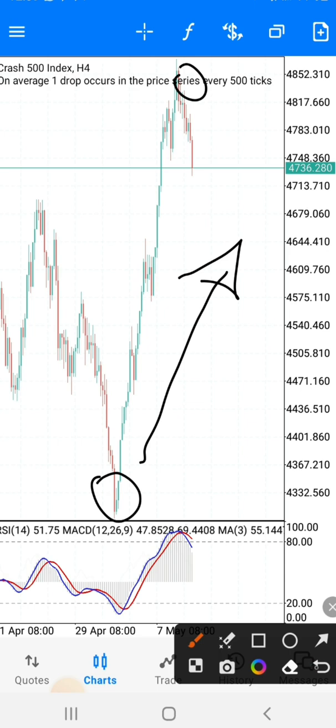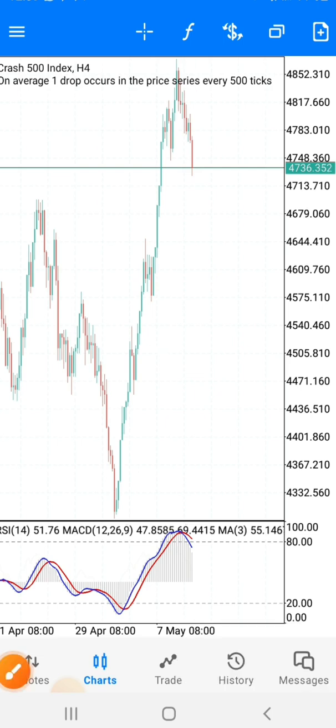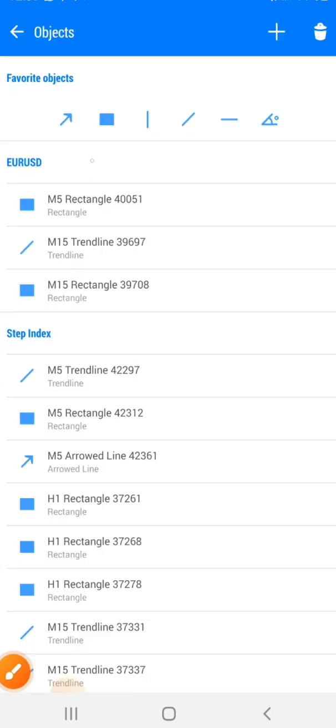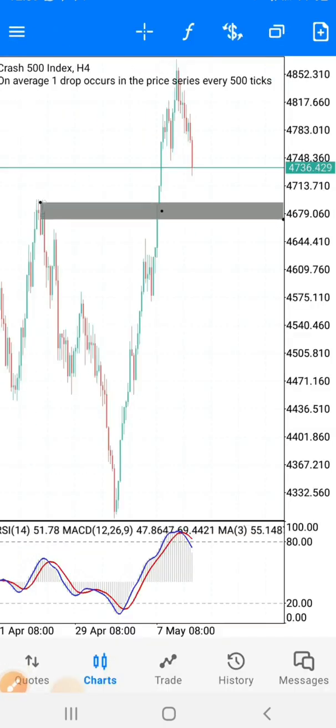So if I want to trade this market, the next thing that I want to look for is to mark out my areas of value, right? To mark out my areas of value, what I do is just go to the objects here, check out my rectangle tool, and I mark out the zones where the market has reacted to before, right?